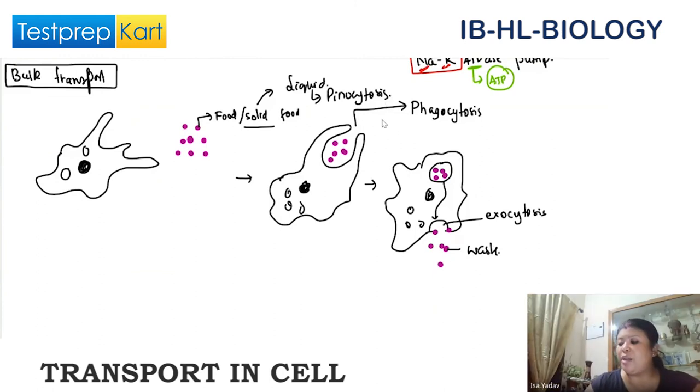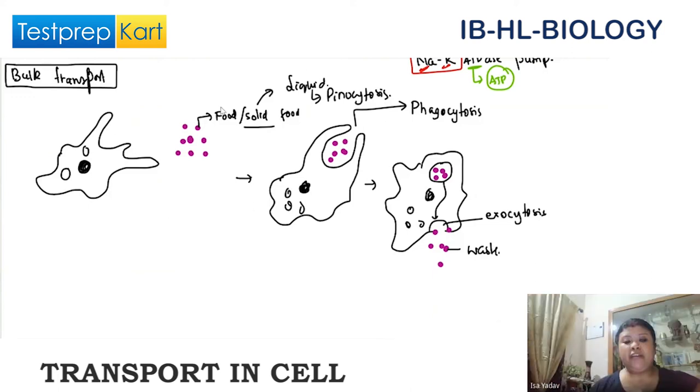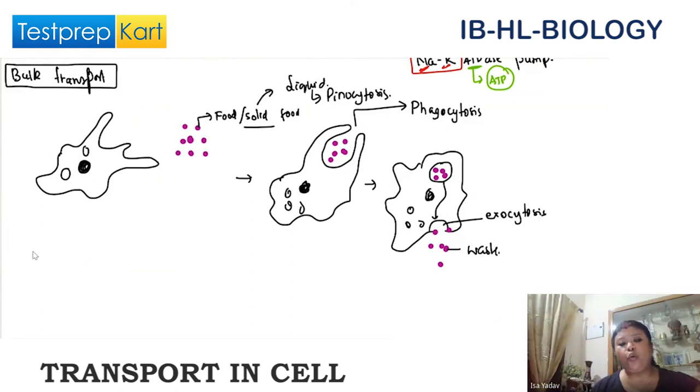So Sana, can you tell me one such cell in our body that carries out phagocytosis? Yes. We have an immune defense cell, right? It is the macrophage. All right. Macrophages are phagocytic cells of our body.